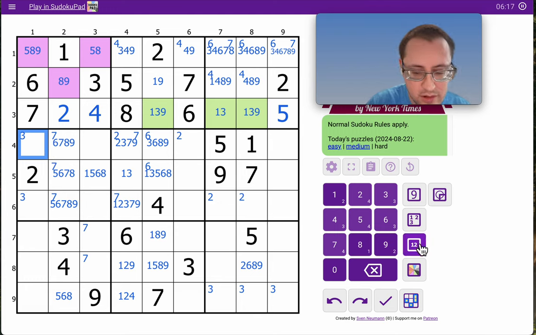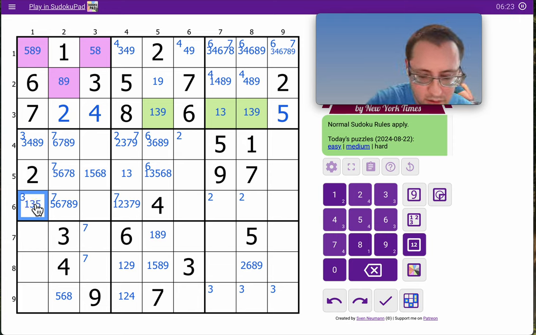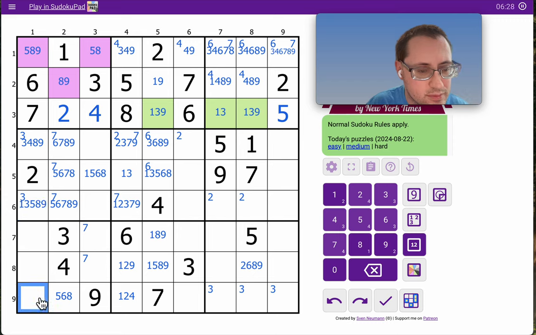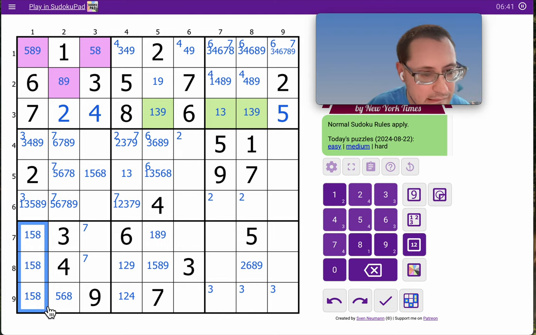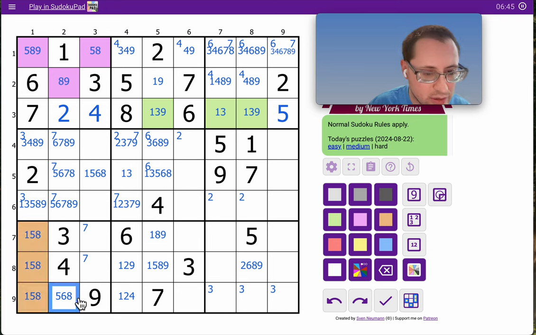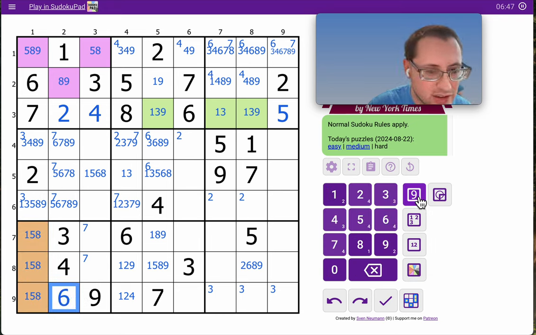Six, seven. This one is 2, 4, 6, 7. Two, six, seven, and 3, 4, 9. That is exactly 1, 5, 8, and this can't be 5 or 8, it is 6.